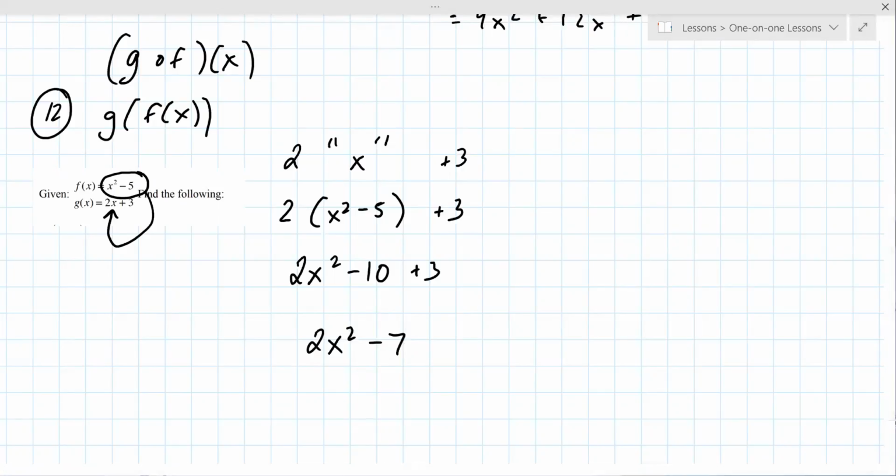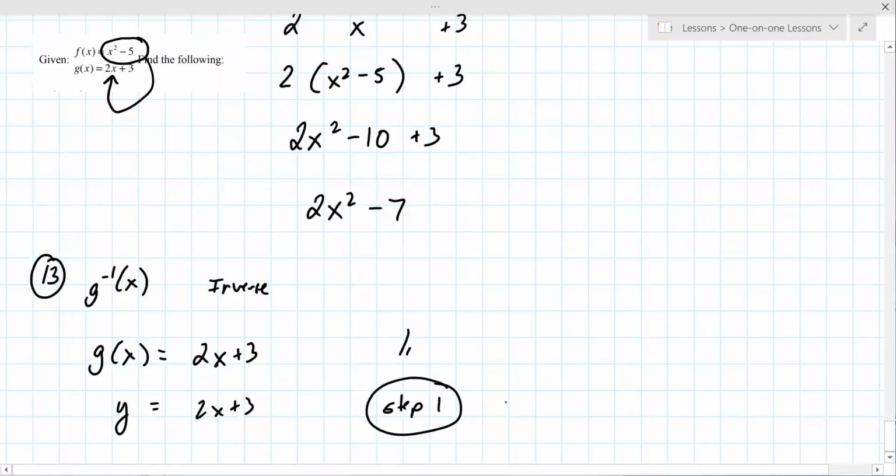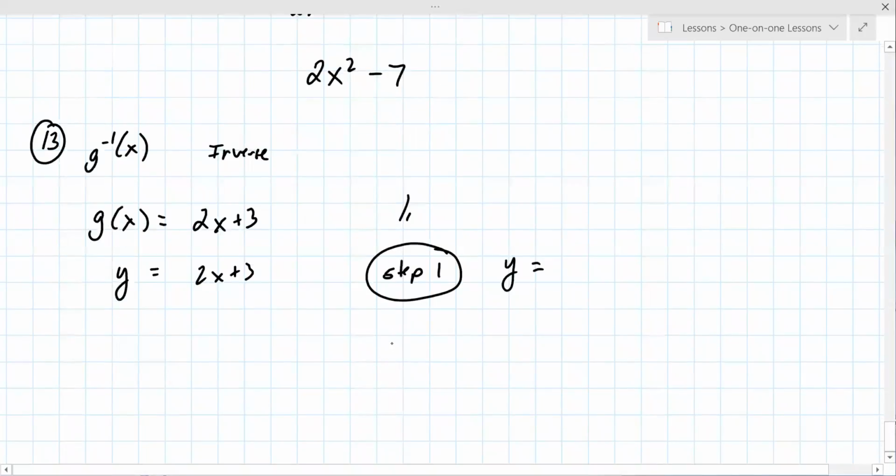All right, we're up to 13. So 13 asks for g inverse of x. Well, g of x equals 2x plus 3. So to find an inverse, there's a recipe. The first thing you do is you write y equals 2x plus 3. So this is step 1. You do a y equals. Step 2 is you switch x and y. So wherever you see an x, you put a y. Wherever you see a y, you put an x.